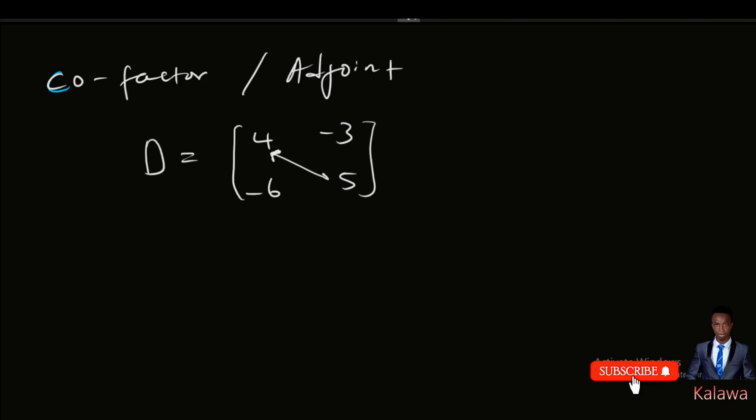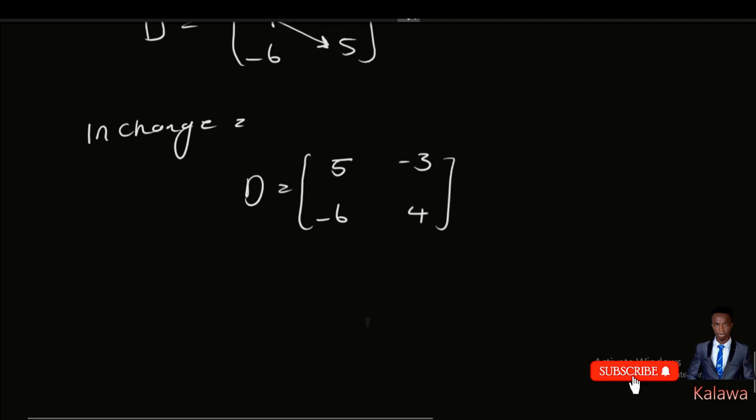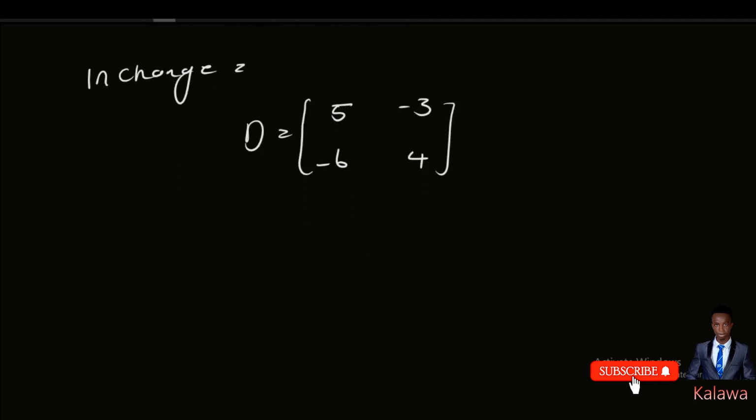That was the formula. But in this case, we have numbers now. So therefore, we are going to interchange 4 and 5. That's the first step. We do the interchange. So this is going to be now D. This is going to be replaced by 5, and this is going to be 4. And then minus 6, minus 3. So that's the first step in determining the cofactor.